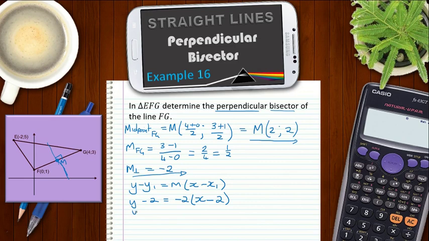Okay, and then y minus 2 is equal to negative 2x plus 4. That's if I multiply in the 2 to both of those terms. And then last thing I need to do is to take the minus 2 over to the other side. So I've got negative 2x plus 4 plus 2. And therefore, we have y equals negative 2x plus 6.